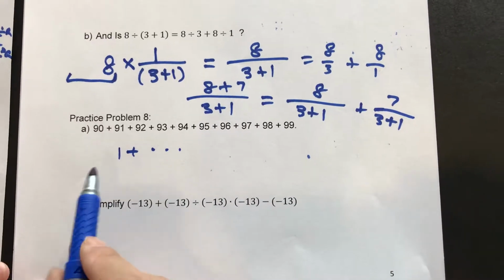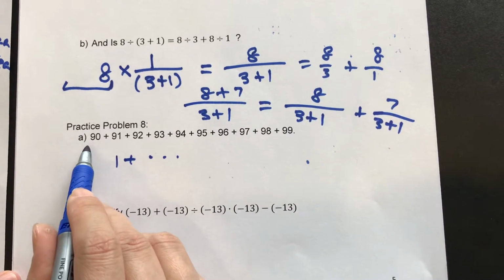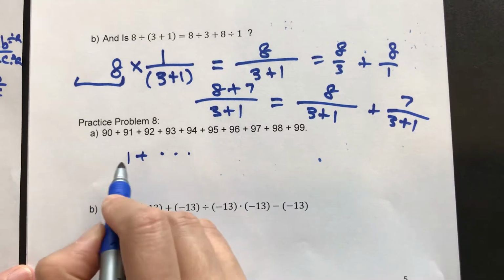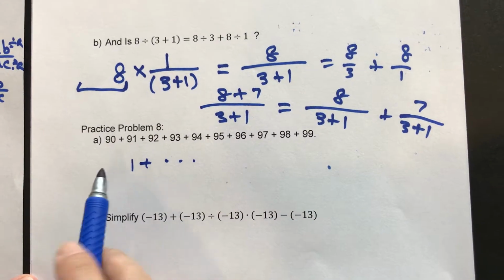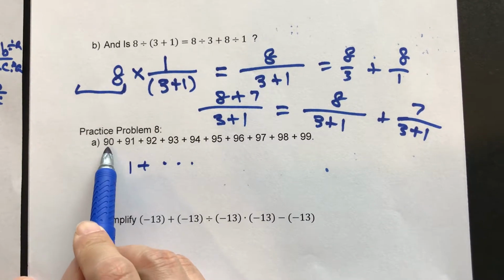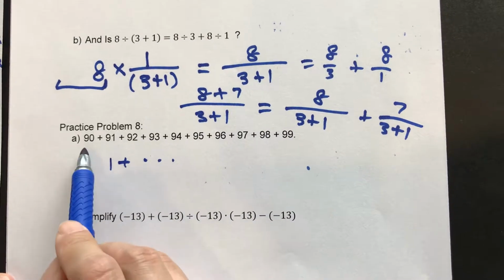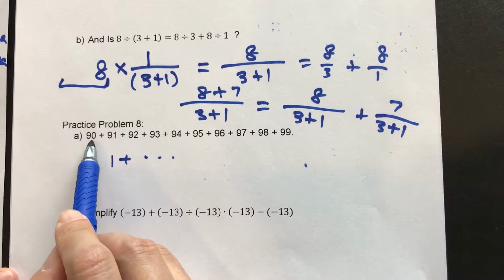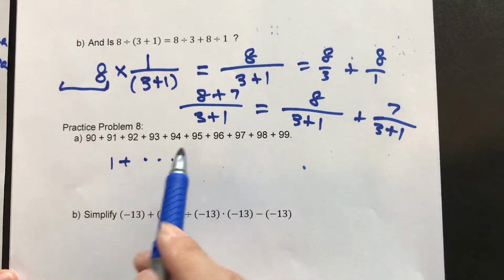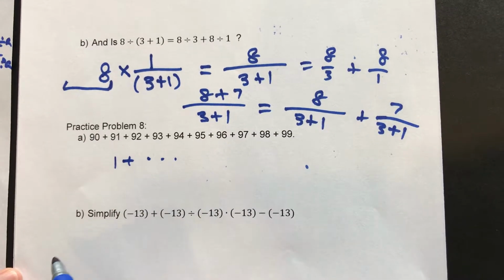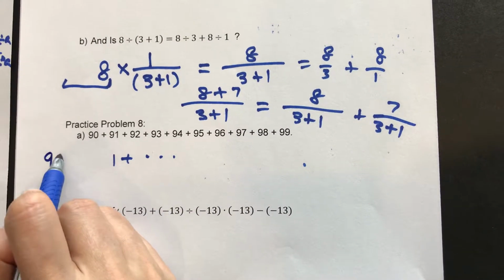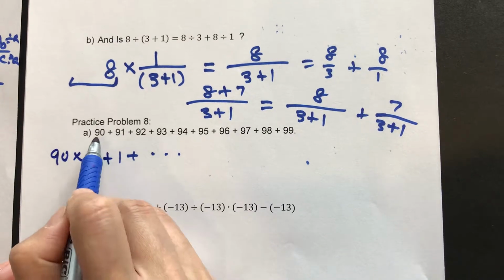Practice problem number 8. First one, we have a series of numbers adding together. There are multiple ways that we can solve this problem. Since you have 90 all the way to 99, we can count how many numbers there are from 0 to 9. So there are 10 numbers. So every single one has a 90. So you have 90 multiplied by 10 plus the 90.